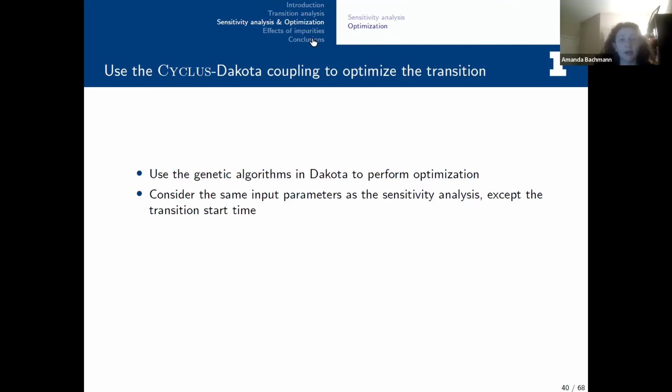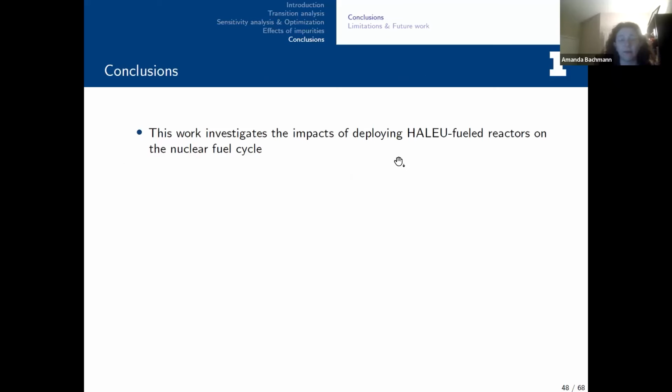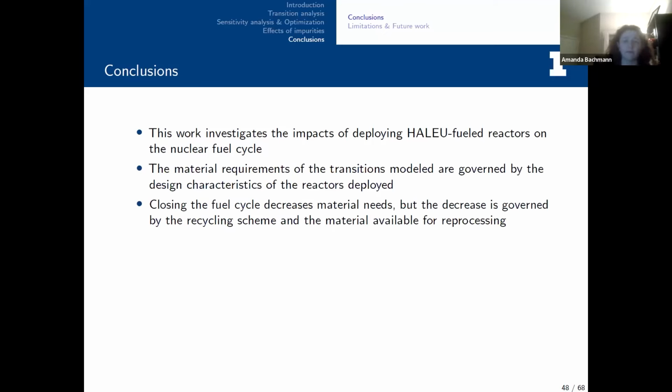So I'll go ahead and skip this part and get to some conclusions so we can wrap up the night. My work for my dissertation investigated the impacts of deploying HALEU-fueled reactors on the U.S. nuclear fuel cycle. We saw from the transition analysis that the material requirements you need for your transition are governed by the design characteristics of the reactors that you deploy. When we close the fuel cycle, we're going to decrease those material needs, but that decrease is going to be governed by the recycling scheme and the material that's available for reprocessing, such as whether you're reprocessing all of the fuel from the advanced reactors or just the non-TRISO fuel.